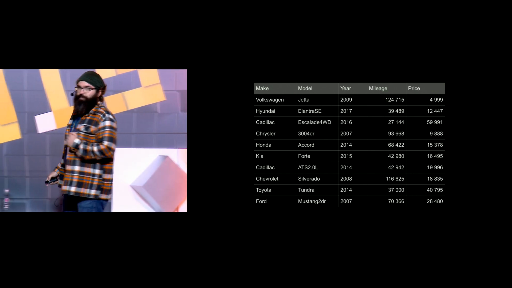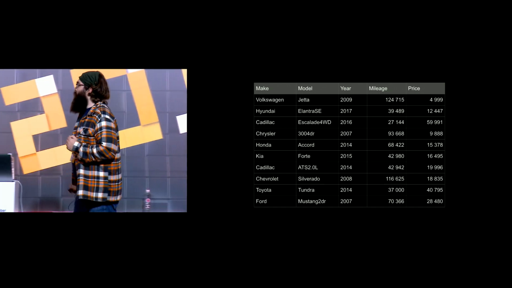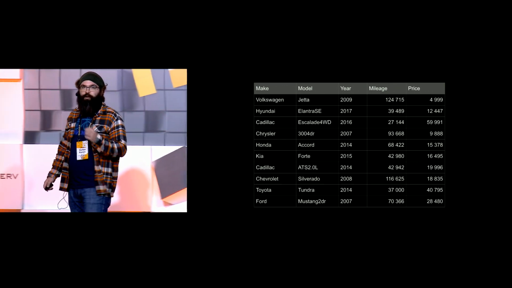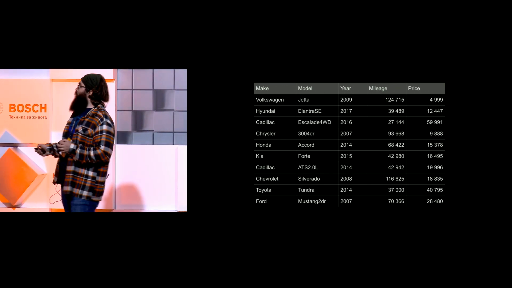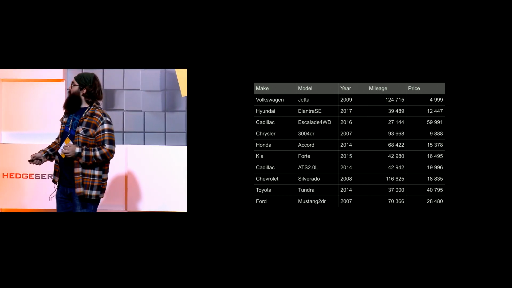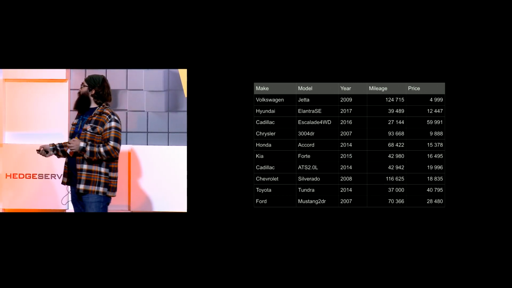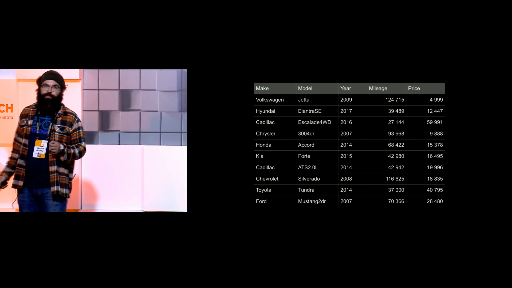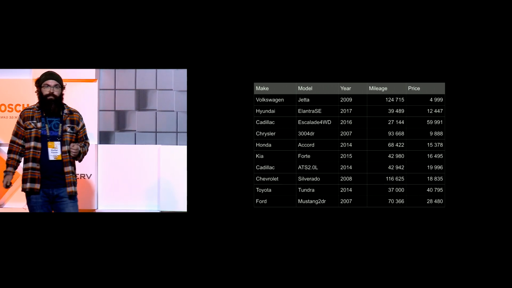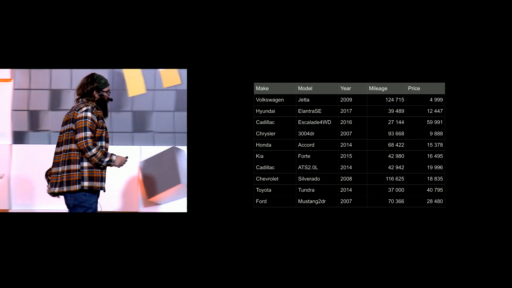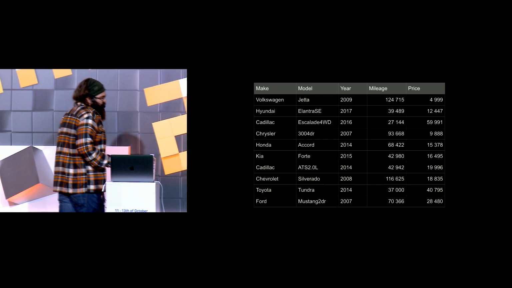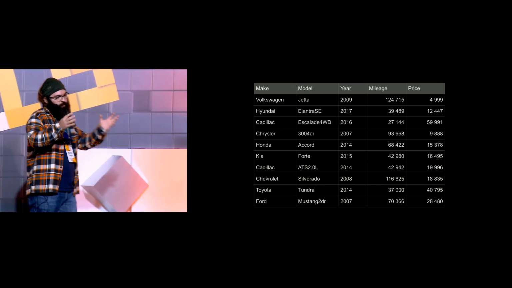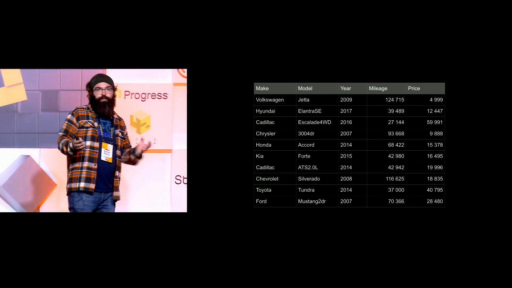Here's a different machine learning problem, the one about figuring out how much a used car costs. So you have a table with the make of the car, the model of the car, the year the car was produced, the mileage, and the price. And this is also something you can train machine learning for. You can use data to figure out the way to decide how much a used car is going to cost.